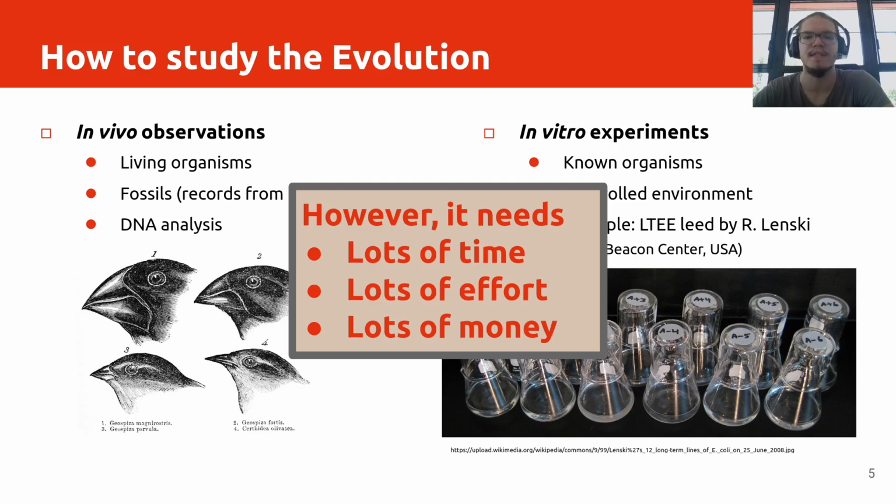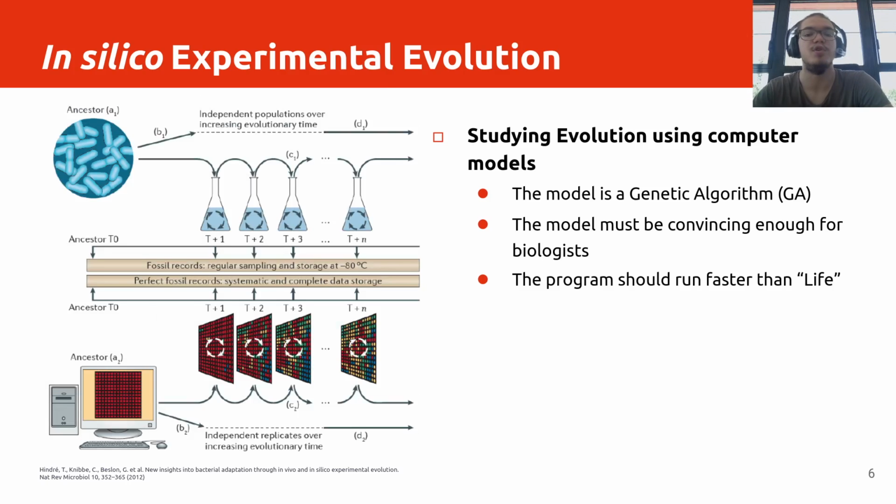And yes, the problem of these methods is that they need lots of time, effort, and money. So, as many other things in the world, we can use computers to reduce the needed time, effort, and money. Biologists can then study evolution through in silico experiments. It works as in vitro experiments with a notable difference. There is no implementation of life on computers. So you have to create your own implementation, which will be a model of life. This model will be a genetic algorithm, but it must be convincing enough for biologists and ideally run faster than life, because you don't want to wait years to have the desired result.